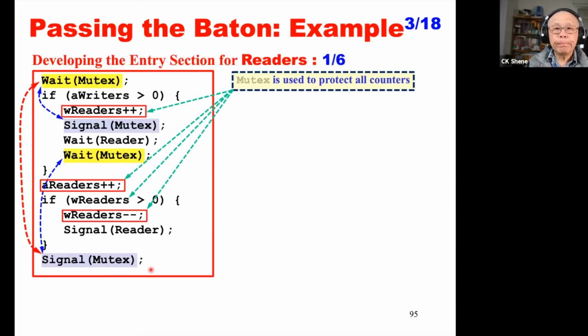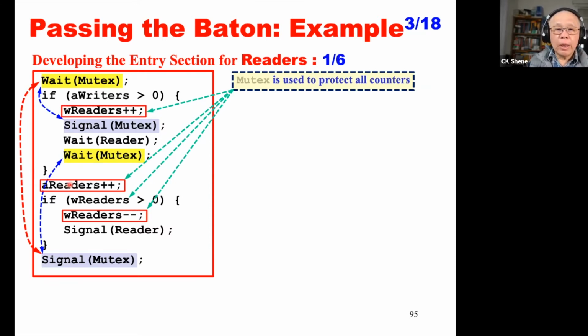Now, let's develop the entry section for readers. It's a bit long, but once you know the logic, the remaining sections would be rather easy. So as we mentioned, we need a mutex to protect all counters. Here we have increments of the waiting readers, and we have active readers and waiting readers. So here, before a reader can do anything, this reader must lock the counters. So test to see whether there are waiting writers, and increase the value of waiting readers. And now, if it has to wait, release the mutex. And when it comes back, lock it again in order to access A readers and W readers.